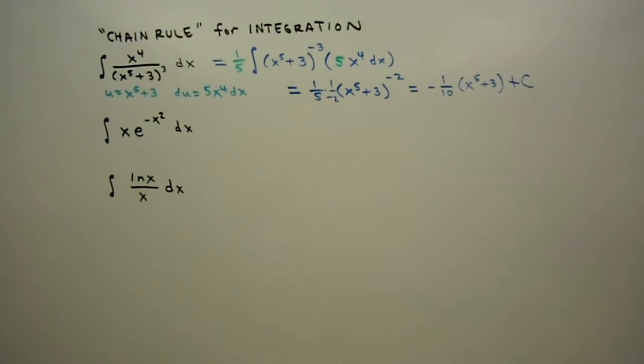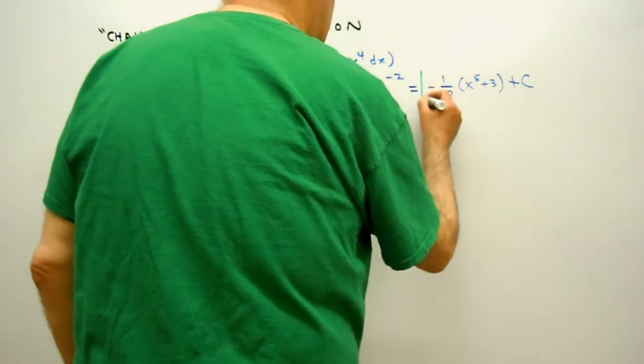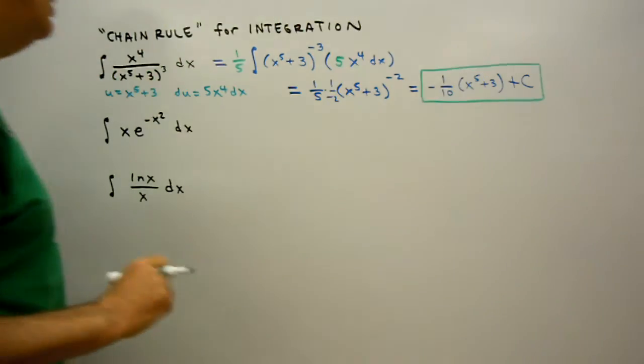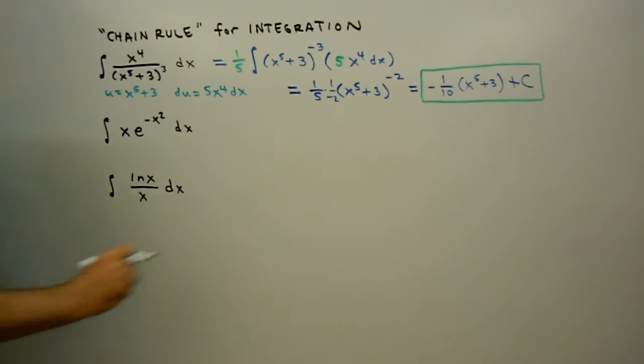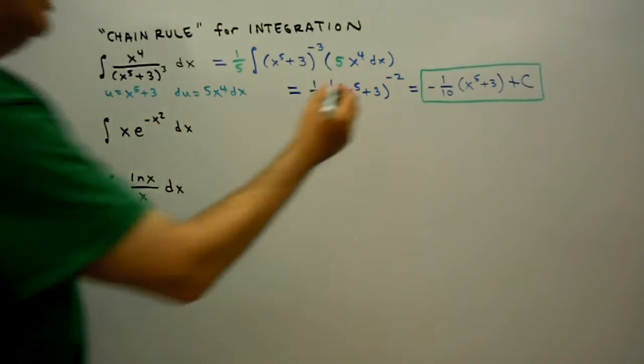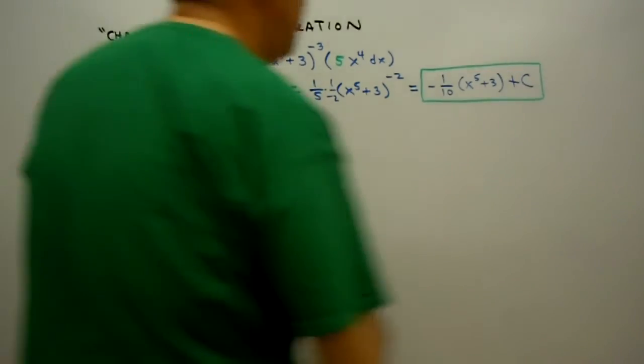And always remember to include your proper plus c in order to be completely correct. And always remember that you can check your answers by taking the derivative, and if your derivative takes you back to where you started, you've done this correctly. So include the negative 2 right there.